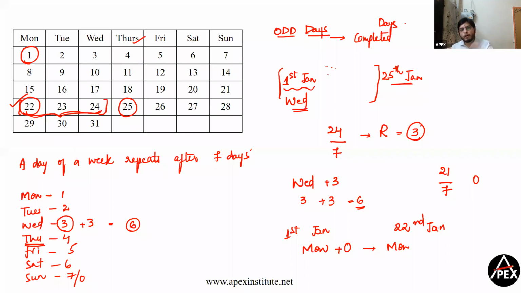Add the number of odd days to that reference day. Odd days don't mean they are completed days. Odd days are the days because of which the day got shifted. For example, if you did not have these 3 odd days, then 25th of January would be on Monday. Why did it shift to Thursday? It has shifted by 3 days, isn't it? Those 3 are called odd days. Did you understand this now?